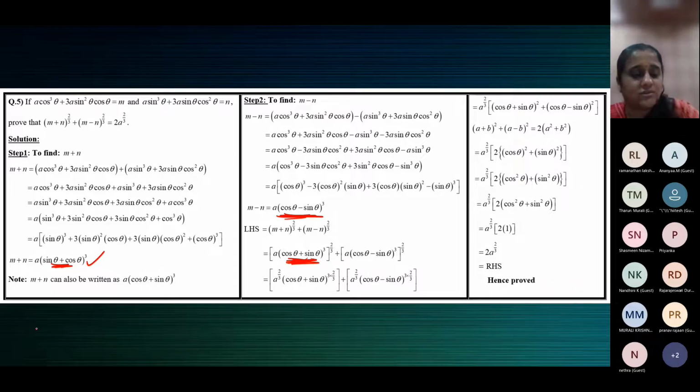Yes, children? Work out this. As you're working, when you encounter some problem, please get your doubts clarified there itself. 5 minutes.